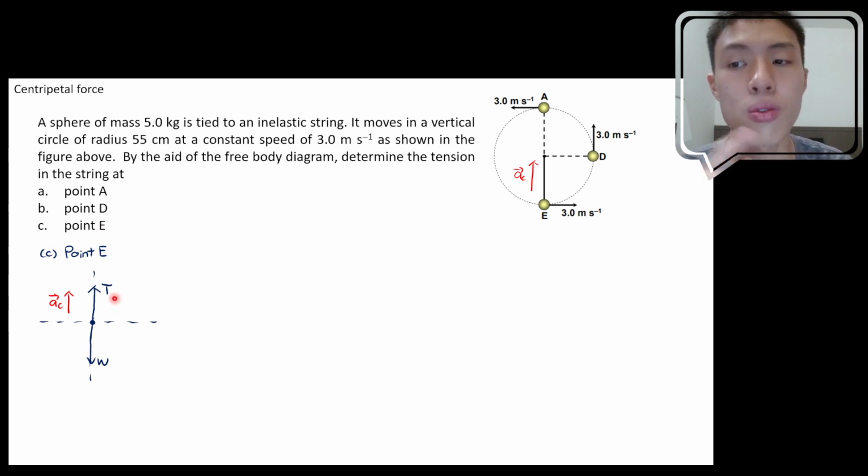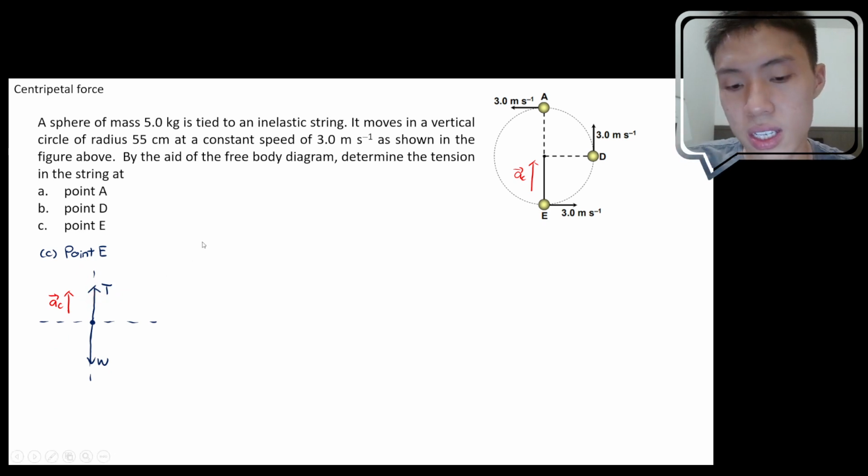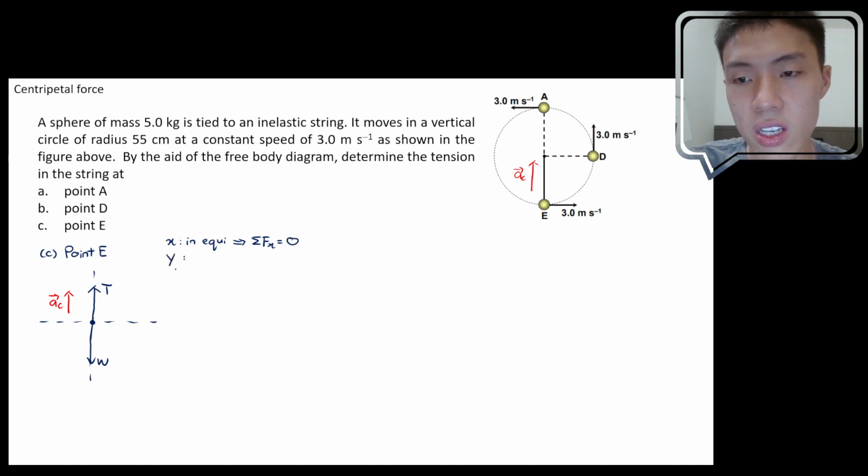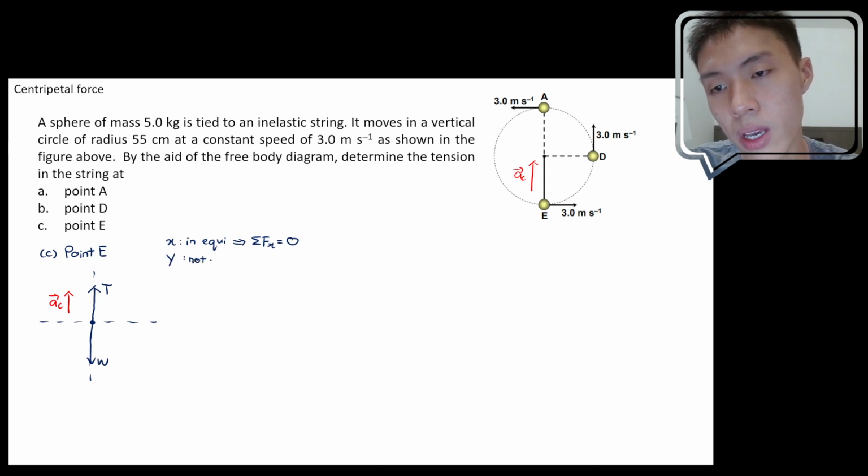The next step will be resolve, but there's no forces to be resolved, so we skip to the next step, which is the in equilibrium or not. Okay, for x-axis there's no forces, definitely in equilibrium. So because it's in equilibrium, we will use sum of Fx equals to 0 if you want to analyze the x-axis. For the y-axis, you know that there is an acceleration already, so it's definitely not in equilibrium. And because it is not in equilibrium, we will definitely be using sum of Fy is equal to may.